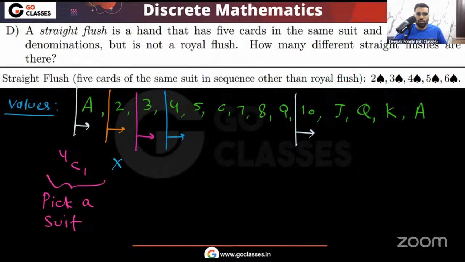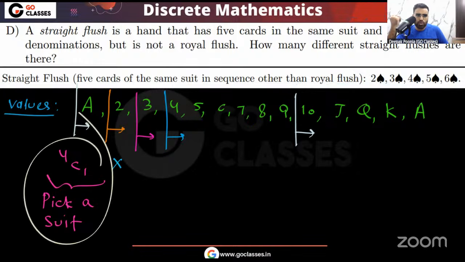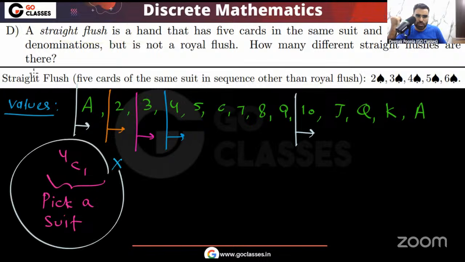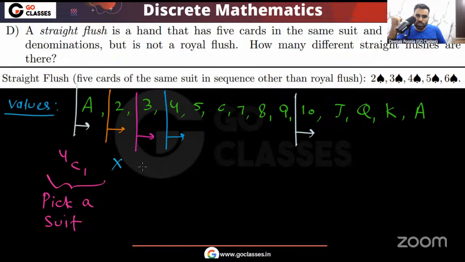Very simple. First you pick a suit, because a straight flush is 5 cards all in the same suit. Once you have picked the suit, in that suit we want 5 consecutive values. So I can start with ace, with 2, or with 3, and so on, up to 10. From ace to 10, there are a total of 10 values, so from these 10 values I can choose one value.